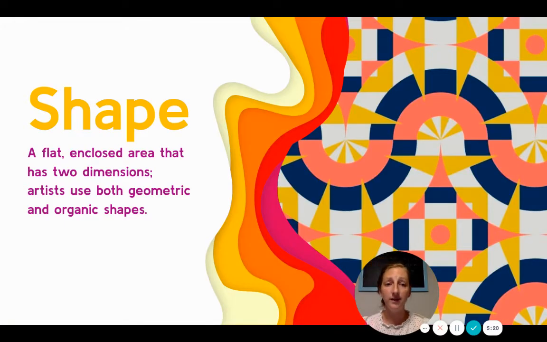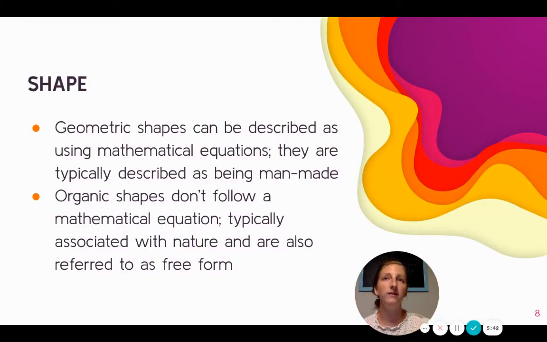Our second element is shape. There are shapes in everything that you draw, especially in 2D design, because they're flat. They're enclosed areas and they only have 2 dimensions. There's 2 types of shapes that we're going to focus on. That's geometric and organic. The geometric shapes are the ones that have a specific equation or formula, and they're described as being man-made. So we're talking triangles, circles, rectangles, squares, dodecagons, if you want to just have at it with the geometry.